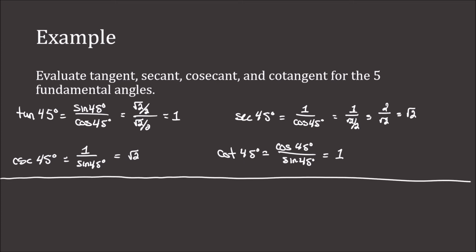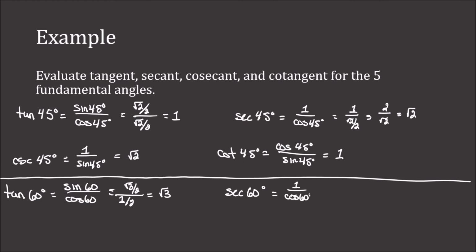If we now look at 60, so tangent of 60 degrees is sine of 60 over cosine of 60. So we get root 3 over 2 divided by a half, which is just root 3. Secant of 60 degrees is 1 over the cosine of 60. So we get 1 over a half, which is just 2.